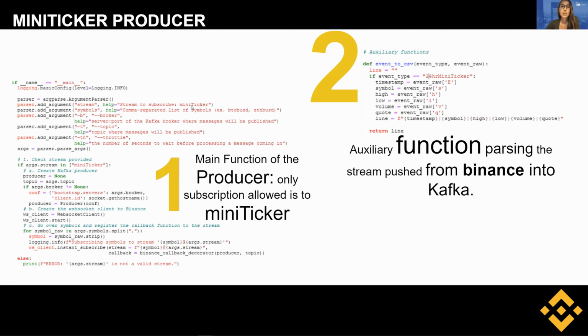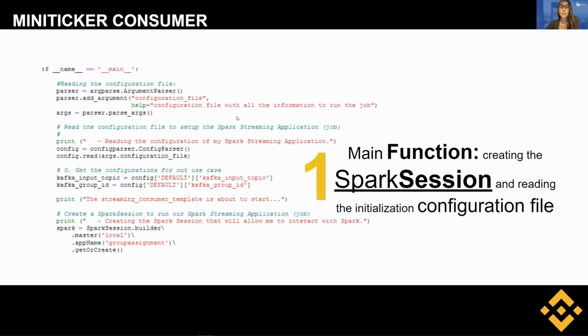Then the second step, as shown in the right part of the slide, is to parse the data and send to the Kafka topic the desired variables coming from the mini ticker stream. Now, Fernando will continue explaining the mini ticker consumer.